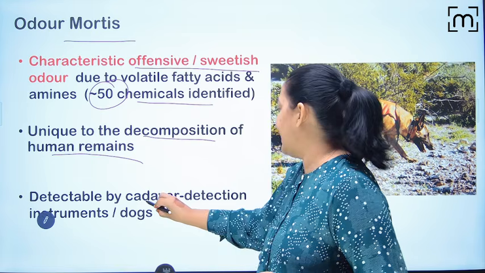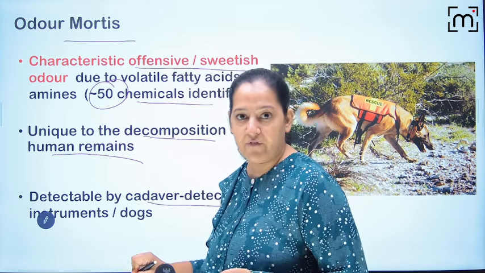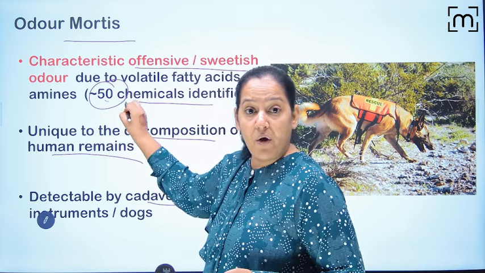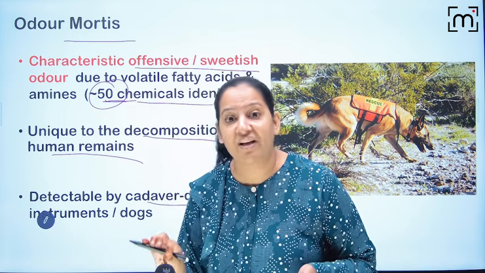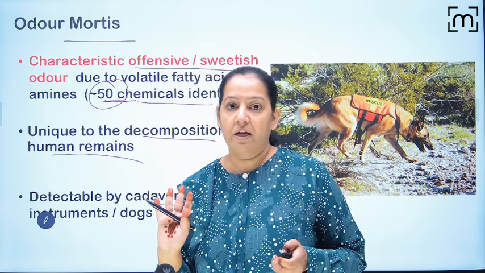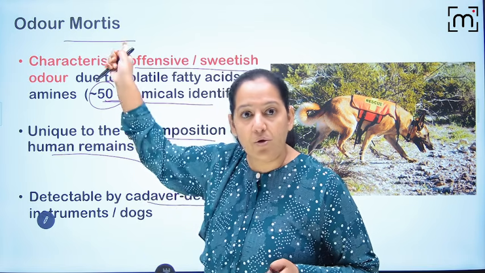Or there are cadaveric detection instruments, apart from the dog, that can detect the smell of these 50 typical chemicals which are produced due to putrefaction of the human tissue. Okay, not due to animal tissue. So this term is known as odor mortis.